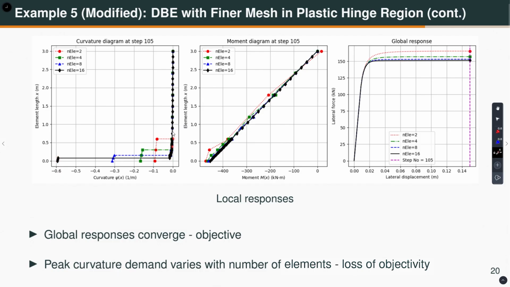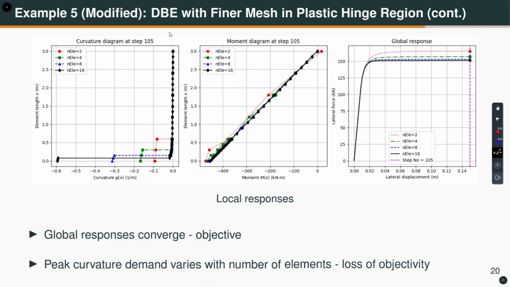Very interesting thing is going on here. Let us take the example of 16 elements. Only one element has a curvature of -0.61 per meter. All other elements have pretty much zero curvature. On the other hand, if I take the 8 element case, only this bottom element has a curvature of a little more than 0.31 per meter. All other elements remain linear elastic.